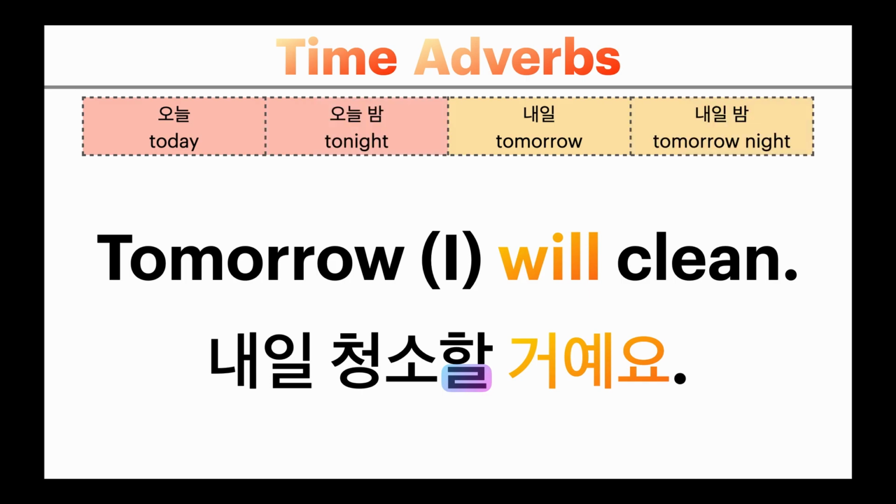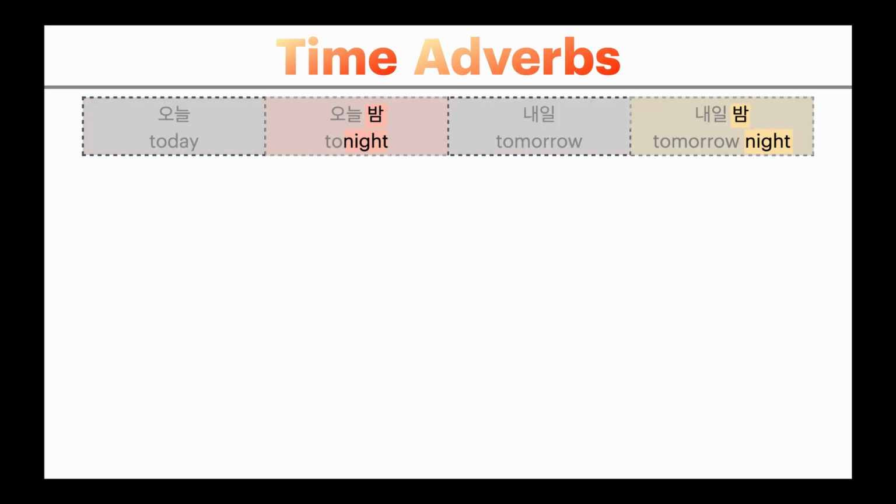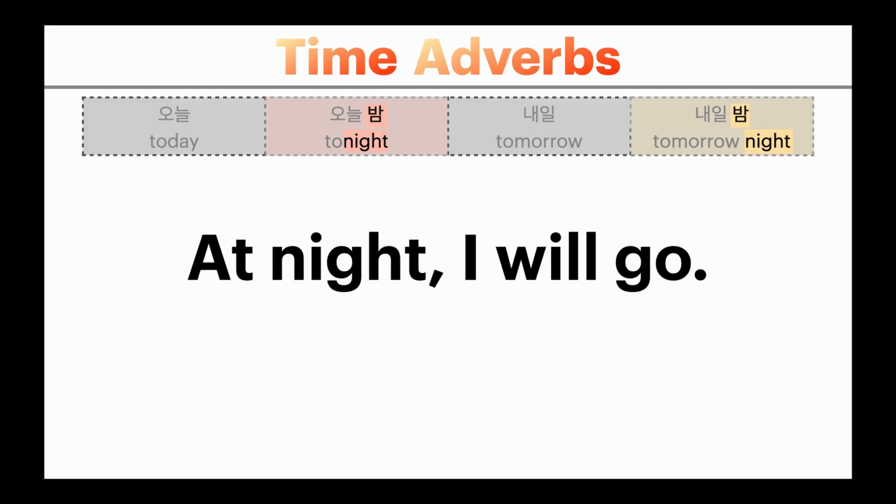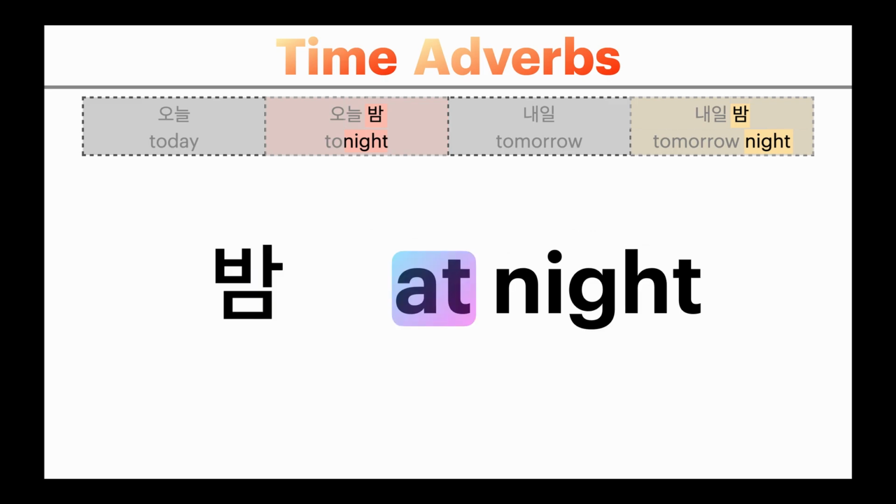Now before we get to tonight and tomorrow night, let's just go ahead and look at the word night. 밤. In the English sentence, at night I will go, notice that we add the word at here. Korean is actually the same. In order to say at night, we have to add something here. What do you think it is? If you remember, 에 often denotes time, so now we have 밤에, at night.